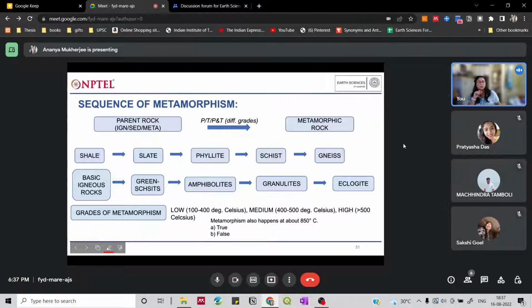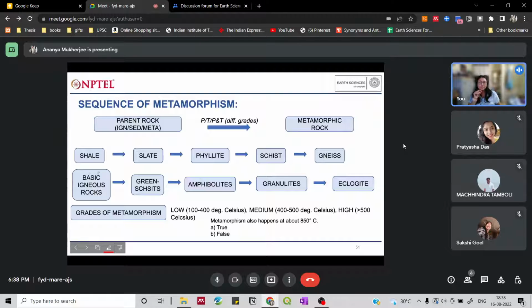Suppose you have shale, which is a sedimentary rock. With increase in pressure, slate will form. With further increase in pressure, you will have phyllite forming. Now with further increase in pressure and some amount of heat, as the temperature is increasing, you will form schist. Gneiss will be formed when the schist goes into a condition where you have high pressure and high temperature. Then you will have gneiss as the metamorphic rock that is formed.